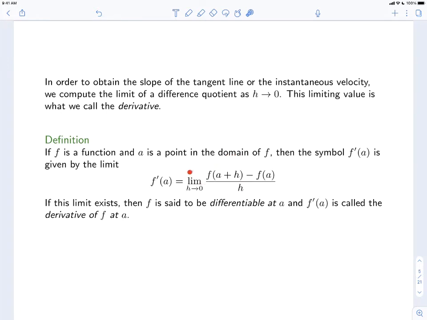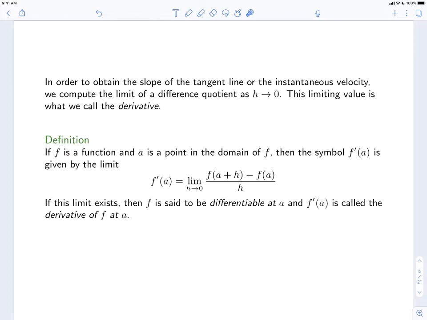We compute the limit as h goes to 0 of this quantity, and if that limit exists, we call the value of that limit f'(a). This is the derivative. If the limit exists, f is said to be differentiable at a, and f'(a) is called the derivative of f at a.